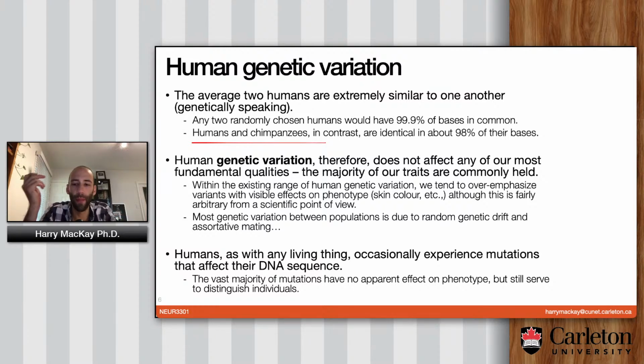So it's worth bearing in mind that human genetic variation doesn't affect any of our most fundamental qualities. The things that really make us human, our intelligence, our emotions, our empathy, the way we love our families, and the way we react to trauma, this stuff is essentially the exact same among everybody. There's really no meaningful difference in almost anything.